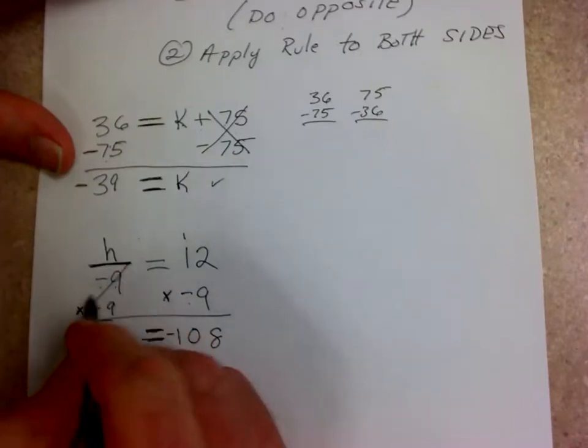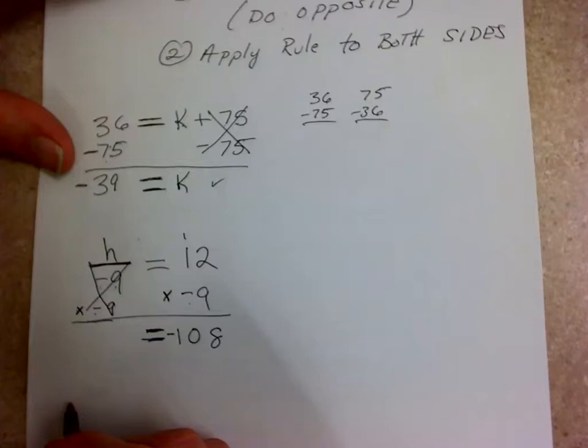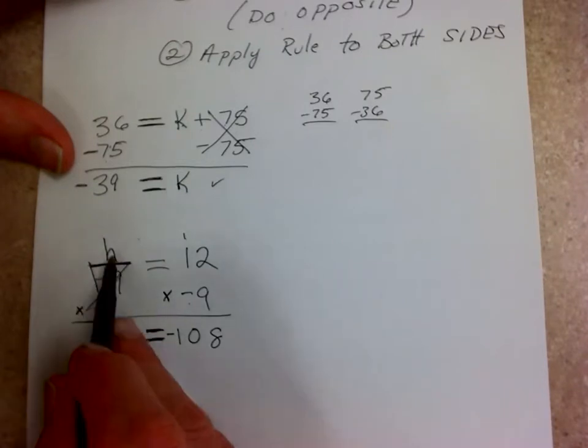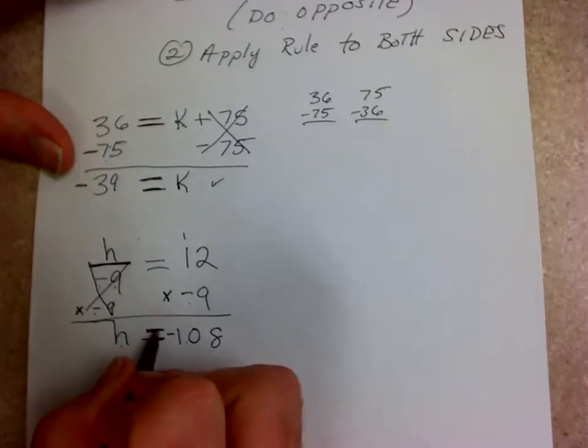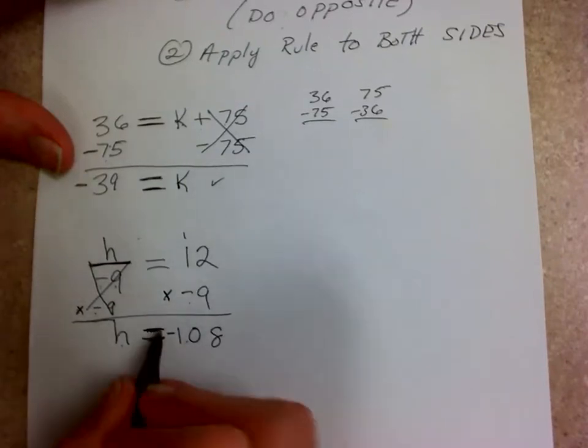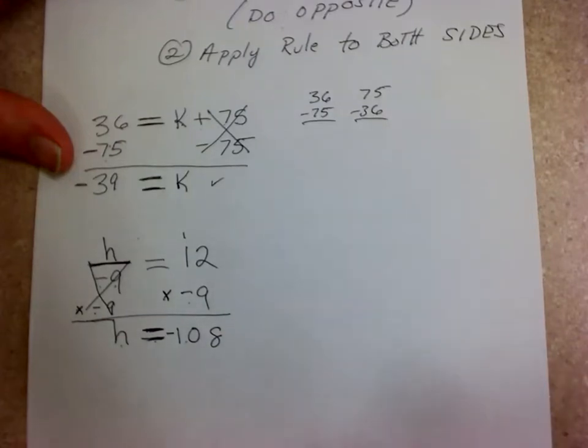Back here on the front of the equal sign, dividing by negative 9 and multiplying by negative 9, those 2 steps cancel each other out. Once they cancel each other out, the only thing left over here is our variable, so we bring it down. H equals negative 108. We just solved it because that was our goal: figure out what the variable equals.